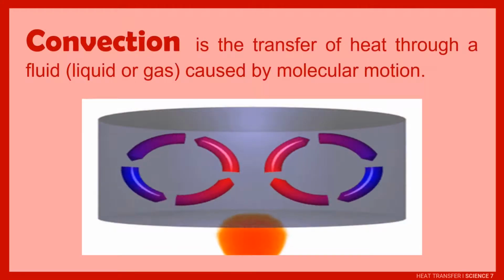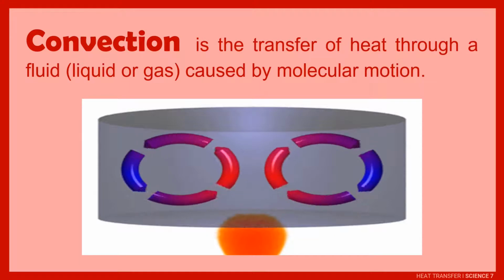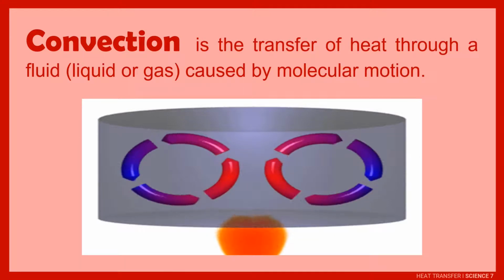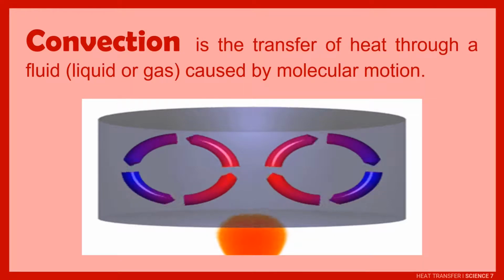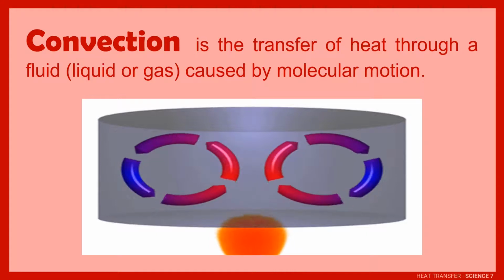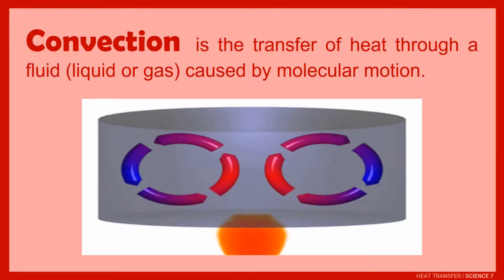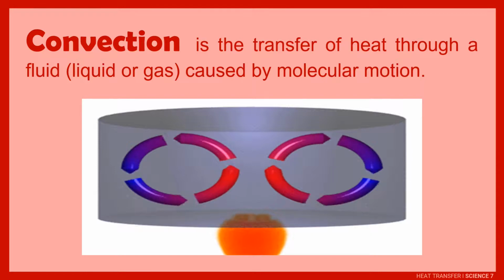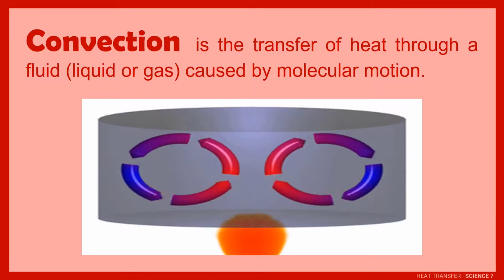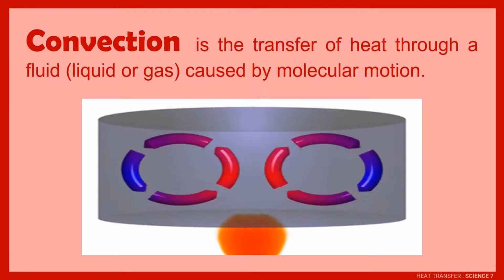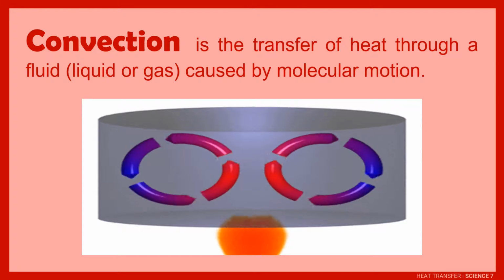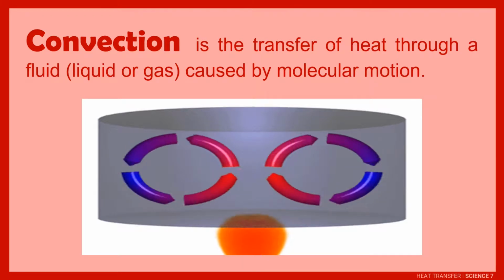Convection is another method of heat transfer. This is the transfer of heat through a fluid caused by molecular motion. To explain this, let us study the convection that occurs in boiling water. The motion of the water while boiling is like a cycle. The cooler water descends and gets warm while the warm water rises until the boiling point is reached.